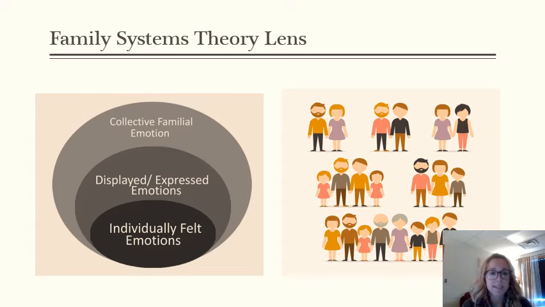On the left-hand side, you will see 3 different circles. You will see the larger circle is a collective familial emotion, and then the middle one, the inner circle, is displayed expressed emotions. The littlest one is individual felt emotions. So let's think about that for just a little bit on what we feel that means.